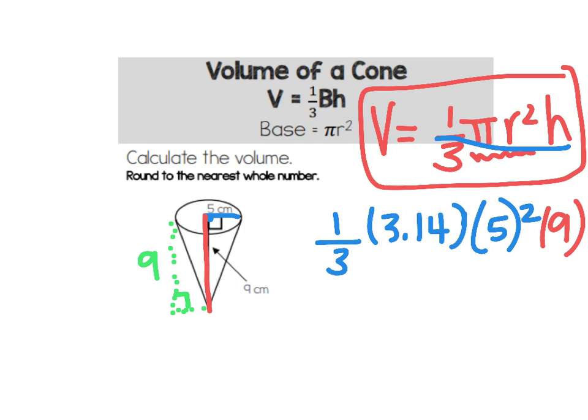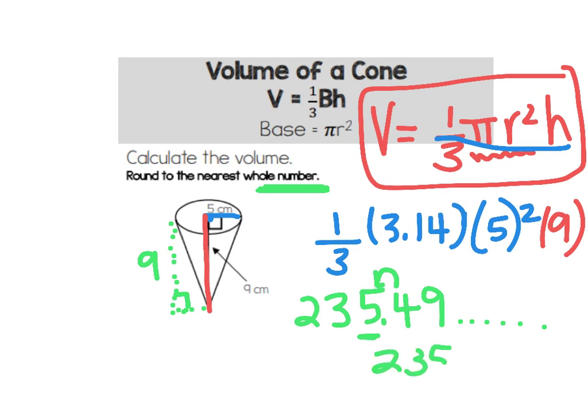Put all this in the calculator. You can do 1 divided by 3 for 1/3 times 3.14 times 5 squared times 9. If you put all that in the calculator, you get 235.49995. They're telling us to round to the whole number, so I'm going to round the 5 using the 4. So that would be 235 centimeters cubed.